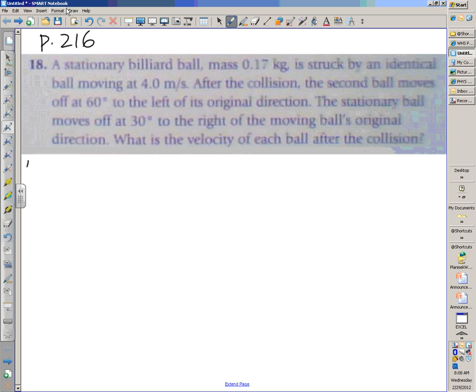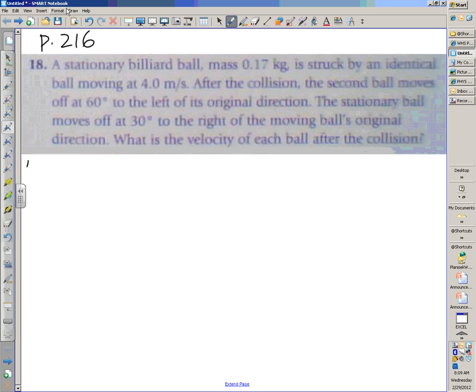So it says, a stationary billiard ball, mass 0.17 kilograms, is struck by an identical ball moving at 4 meters per second. After the collision, the second ball moves off at 60 degrees to the left of its original direction. The stationary ball moves off at 30 degrees to the right of the moving ball's original direction. What is the velocity of each ball after the collision?